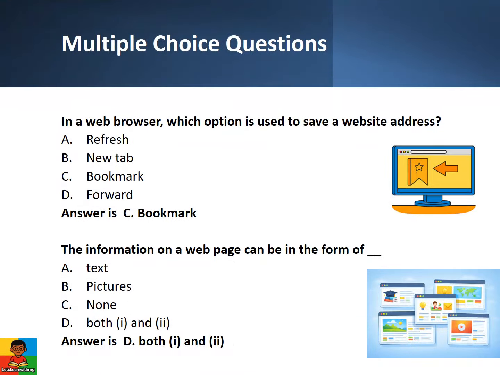Let's move on to more questions. Question 9. In a web browser, which option is used to save a website address? A. Refresh. B. New tab. C. Bookmark. D. Forward. The correct answer is C. Bookmark. Question 10. The information on a web page can be in the form of blank. A. Text. B. Pictures. C. None. D. Both 1 and 2. The correct answer is D. Both 1 and 2.